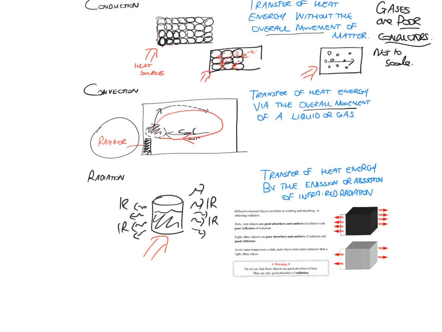Okay, as you can see, I've got things written down here. So dark, matte objects, so objects which aren't shiny, are good absorbers and good emitters, but they're poor reflectors, whereas light, shiny objects such as aluminium foil would be poor absorbers and emitters, but good reflectors. It's worth saying that you should never say objects or materials are good absorbers or emitters of heat. You always want to talk about radiation, specifically infrared radiation in this context.